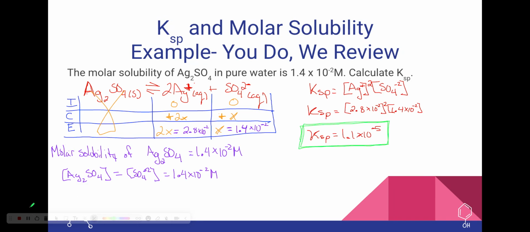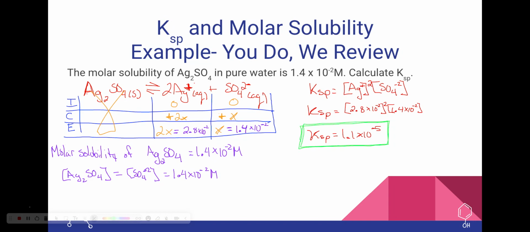All right, and I hope you were able to get that the KSP for this problem is 1.1 times 10 to the negative fifth. And as you guys can see, the way that I solved this problem was first writing my chemical equation for the dissolution of silver sulfate, which is going to form an equilibrium with 2 Ag1 plus ions, and then plus 1 sulfate ion that are, of course, aqueous. And then as you guys can see in orange, I completed my ICE box table with respect to X.